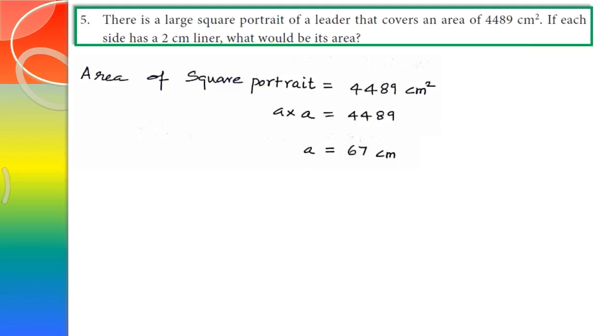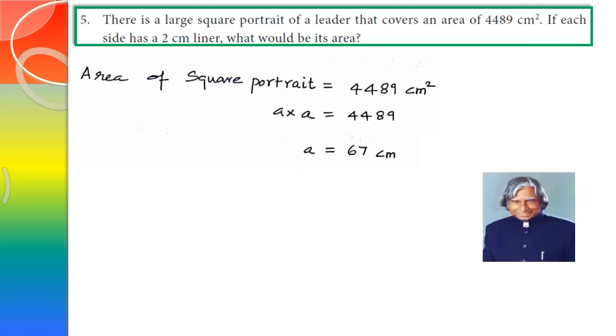So A measures 67. That is, the square root of 4489 is 67. In this question, 67 into 67, answer is 4489. So the side of the square portrait is 67 centimeter.